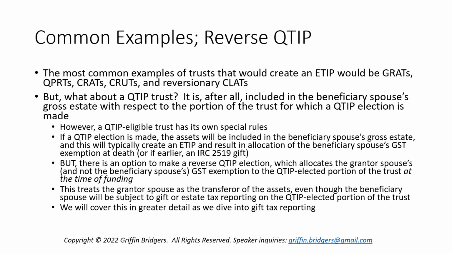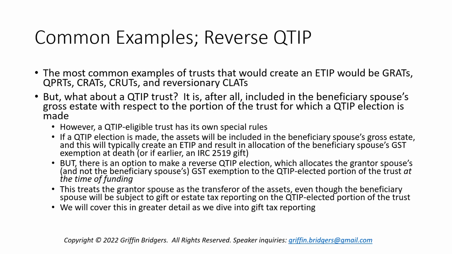So no matter what, if you make the reverse QTIP election, the original grantor spouse will always be treated as the transferor with respect to the QTIP elected portion of the trust, and also the QTIP elected or QTIP non-elected portion for that matter, which is its own separate discussion. But essentially what this means is that the grantor spouse can allocate their own GST exemption to that trust, and that prior allocation of exemption isn't going to be wiped out when the beneficiary spouse is subject to estate tax reporting or gift tax reporting in the future on that QTIP trust.